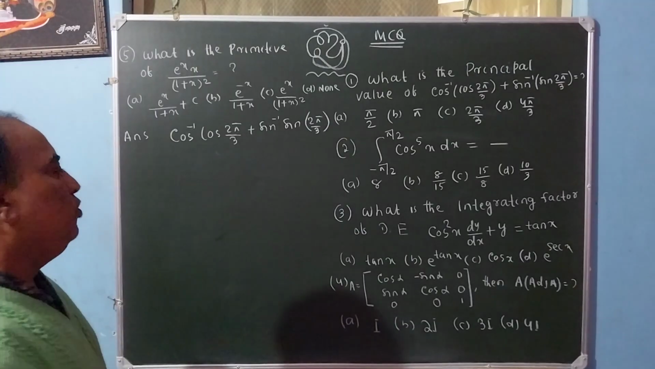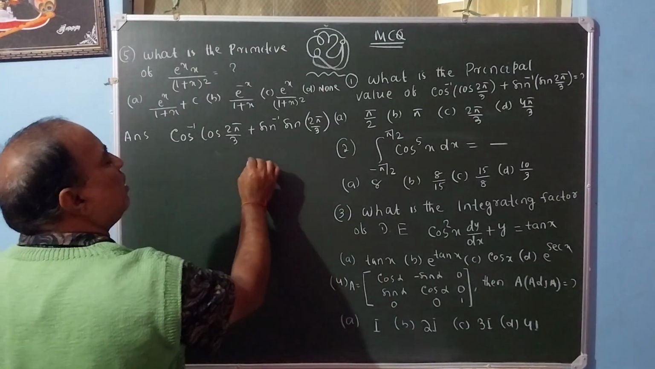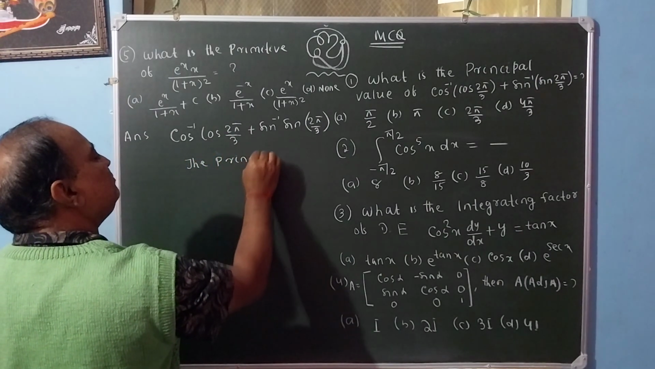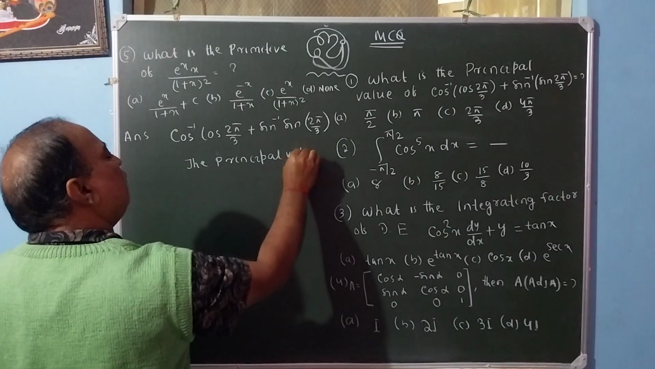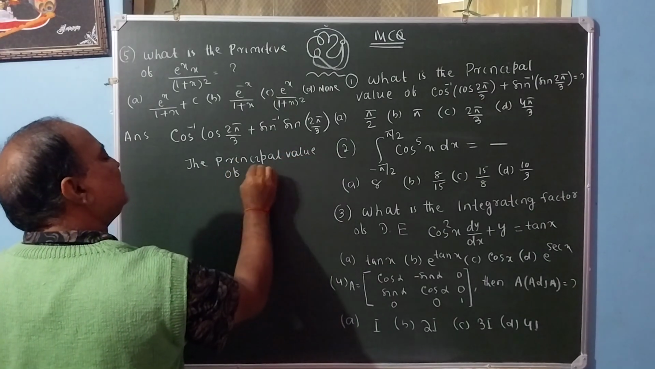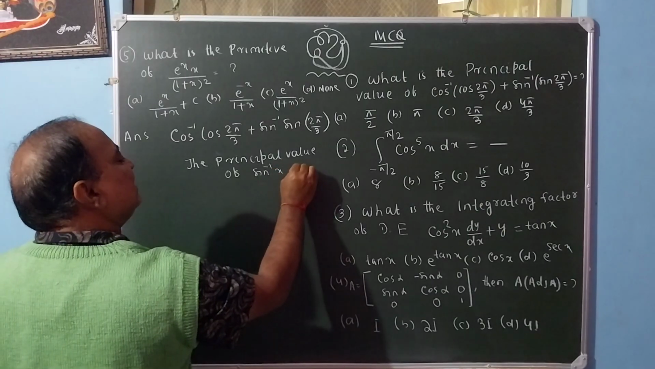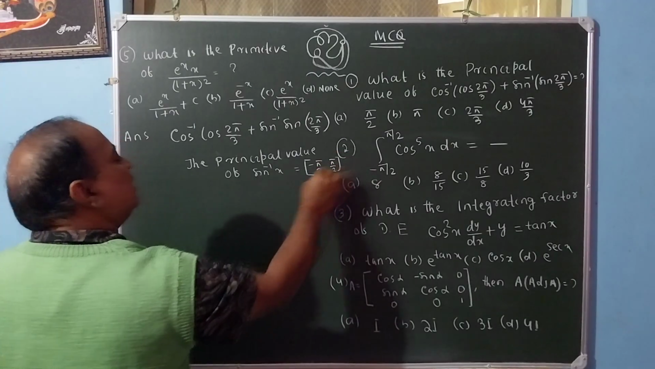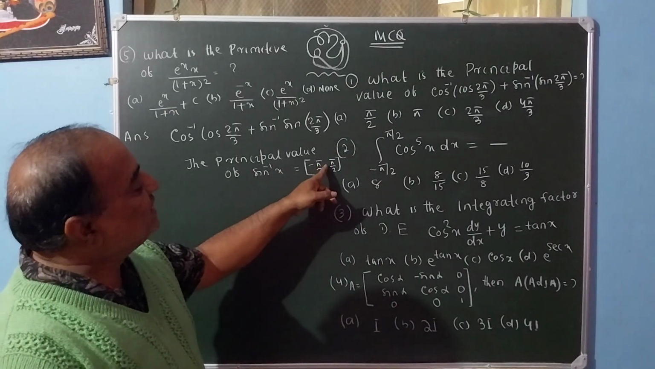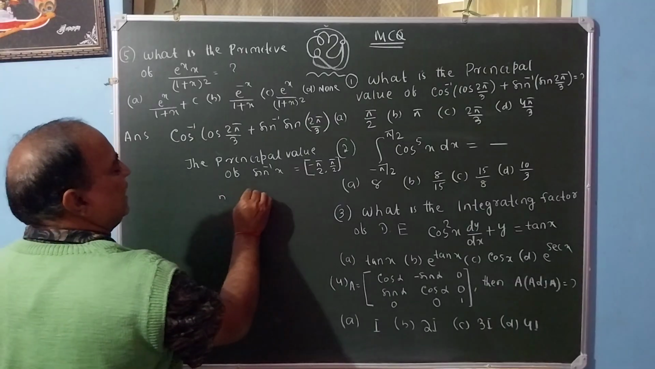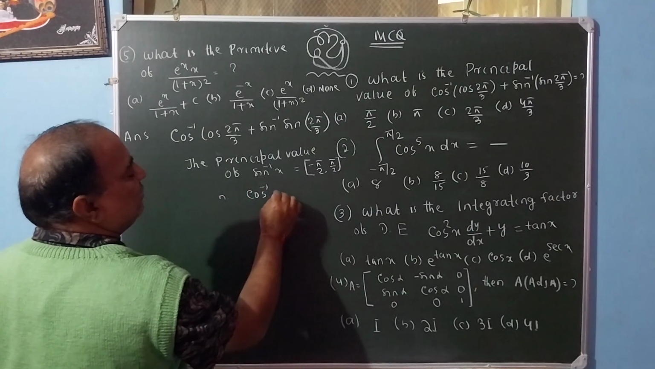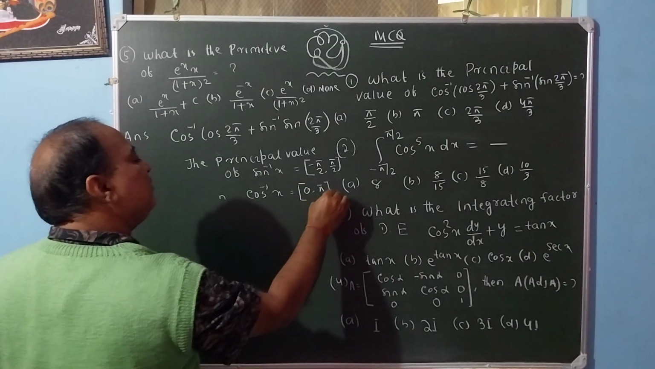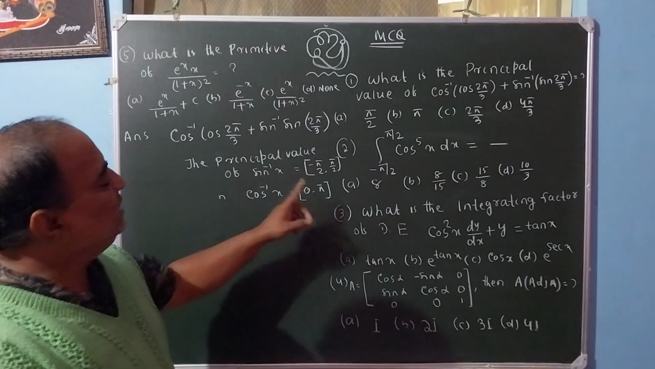Okay, we know the principal value of sin inverse x is minus pi by 2 to plus pi by 2. Sin inverse x always lies in this interval. Cos inverse x always lies between 0 to pi. So this is the principal value.